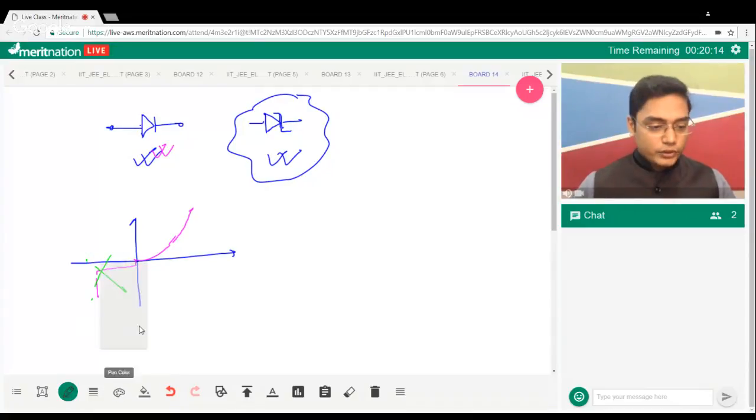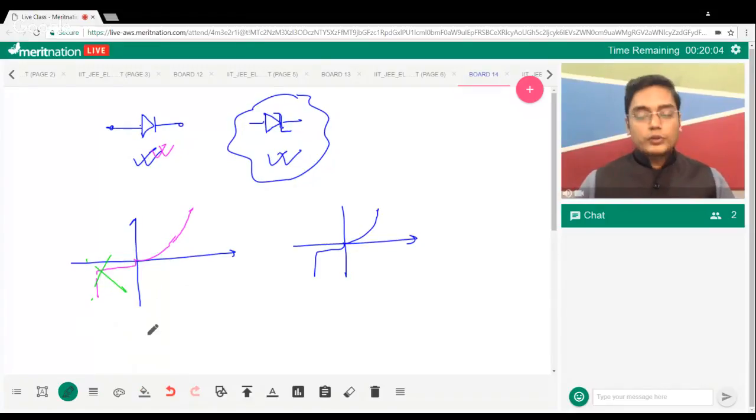But for a Zener diode, its characteristic is like this one and this one. So now tell me, if we want to operate in the reverse bias region as well as in the forward bias region, which diode do we need to pick? PN junction diode or Zener diode? Yes, respond. Zener diode, exactly. Zener diode.